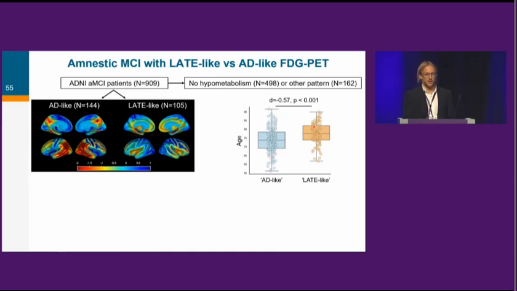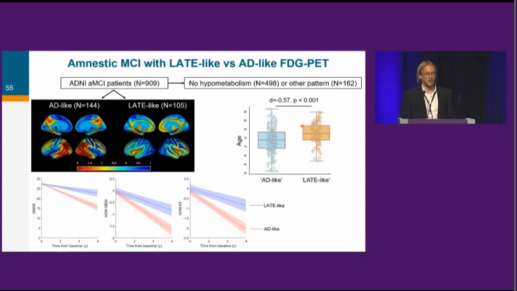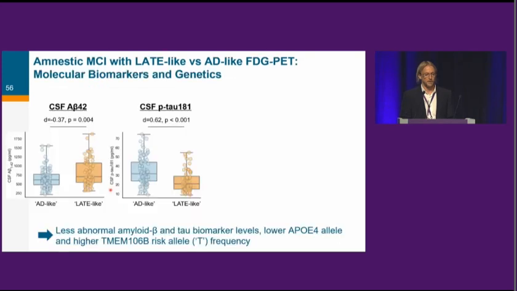And when we then again look at some of the clinical features of these patient subgroups, we could reproduce here that these amnestic MCI patients with a LATE-like FDG PET pattern were considerably older. At baseline, these groups were basically indistinguishable, but the LATE-like patients showed a considerably slower disease course over follow-up. They also had significantly less abnormal AD biomarkers in cerebrospinal fluid, and this was particularly pronounced for tau pathology biomarkers.